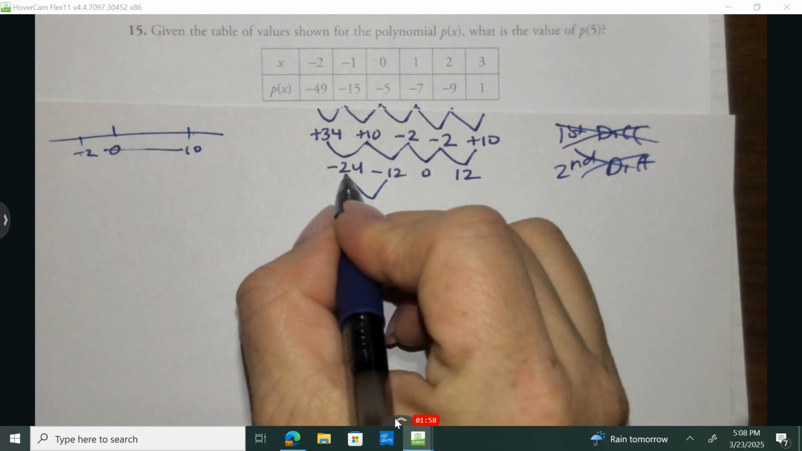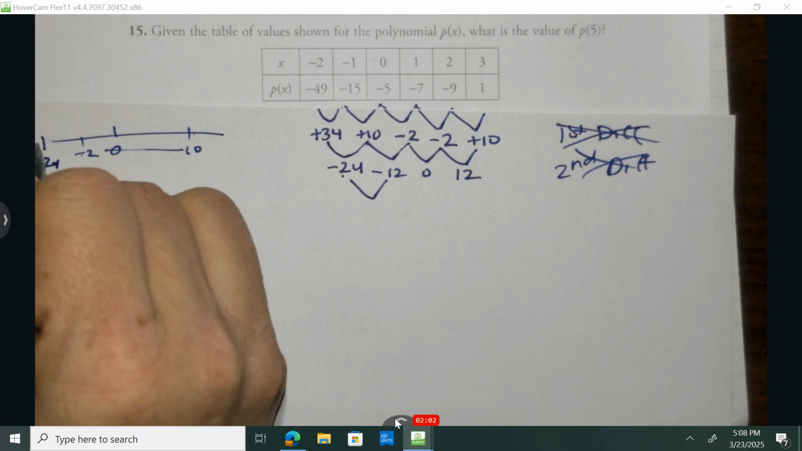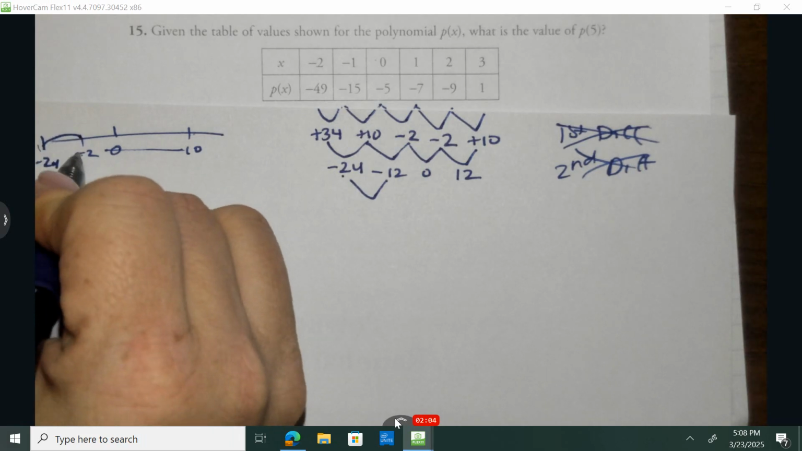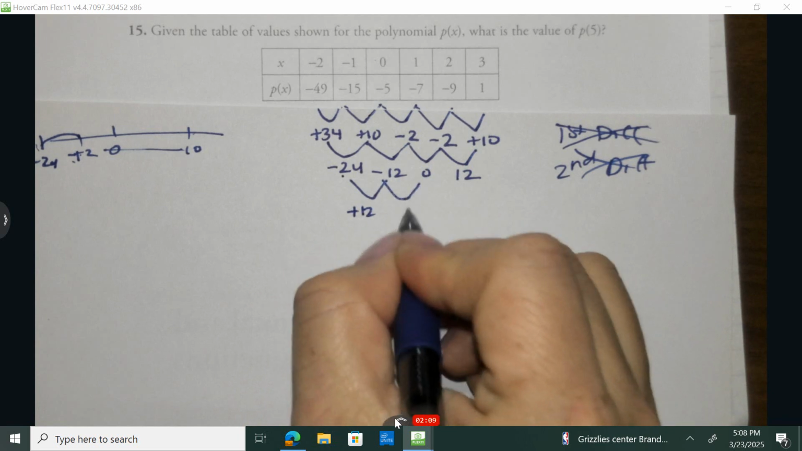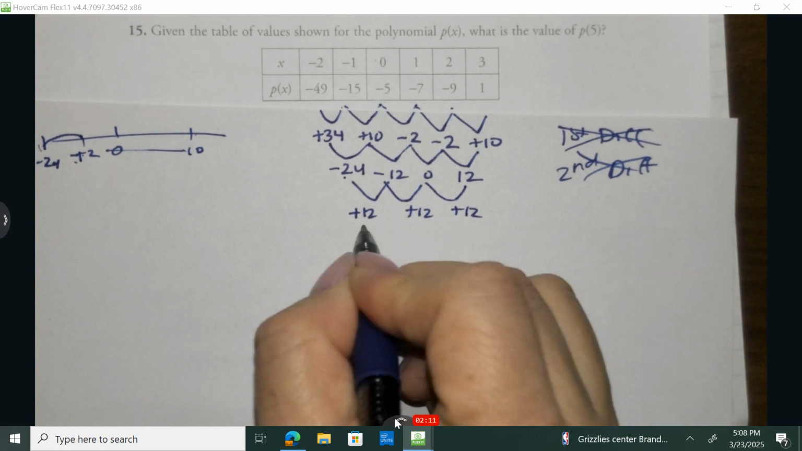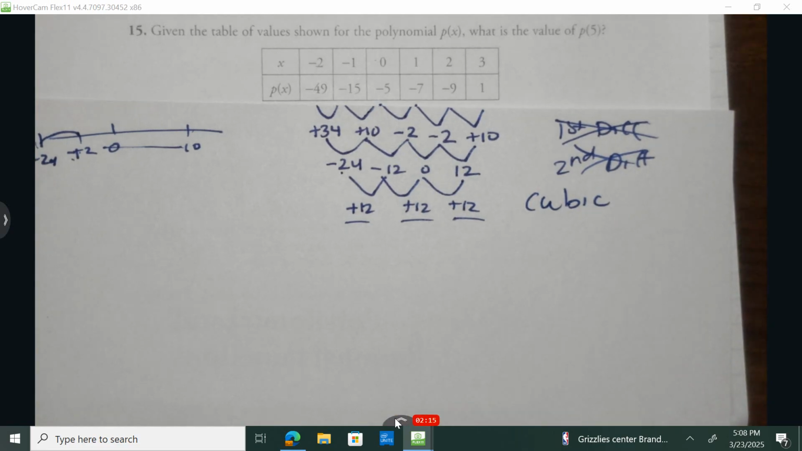Okay, here we go. Now negative 24 is somewhere way over here, right? It goes from negative 24 up to negative 12. So I went up by 12, then I went up by 12 again, then I went up by 12 again. Notice how the third difference is all the same? That means this is going to reflect a cubic function.